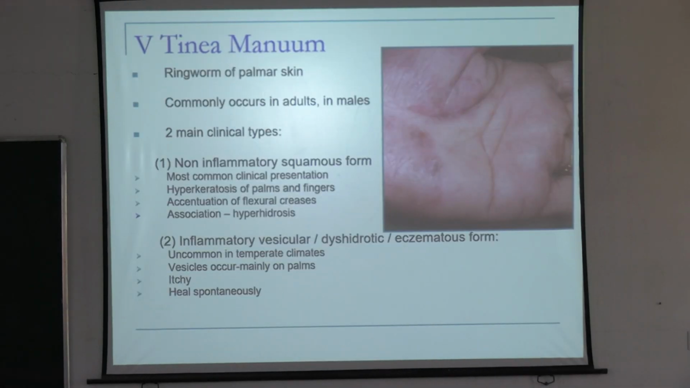This is when it affects the palmar surface of the skin. So mostly seen in adults. So one is inflammatory variety and one is non-inflammatory variety. So mostly we see the non-inflammatory variety.